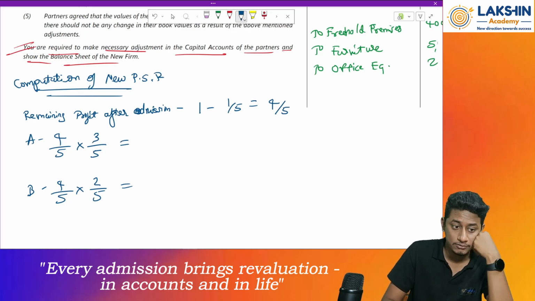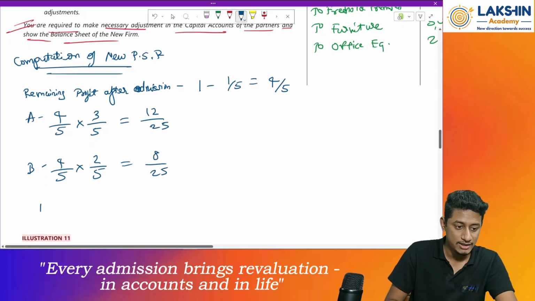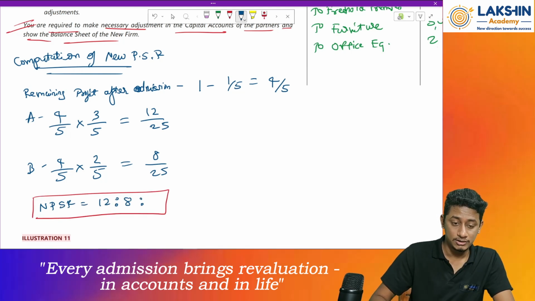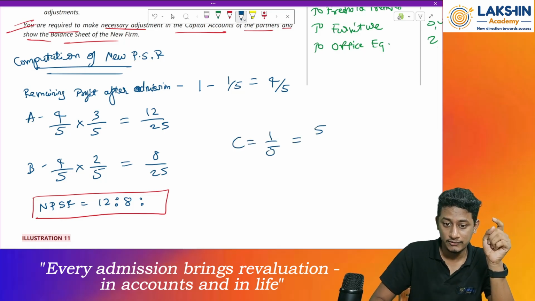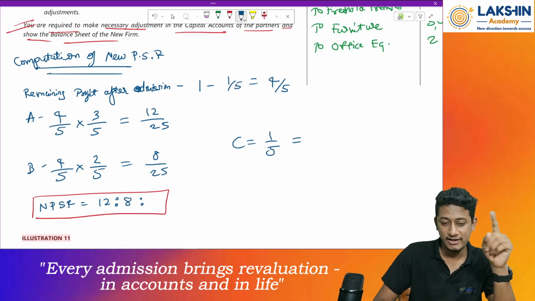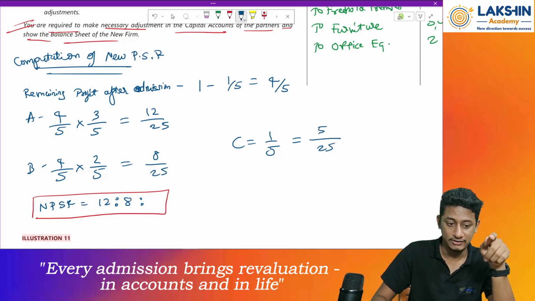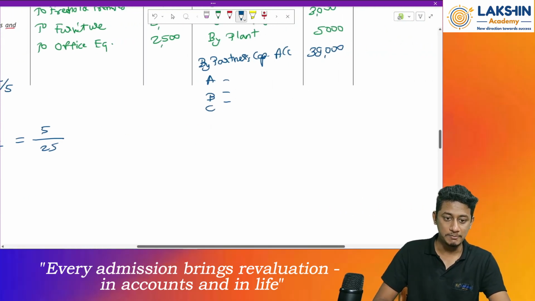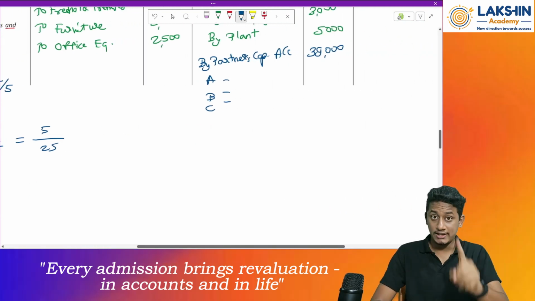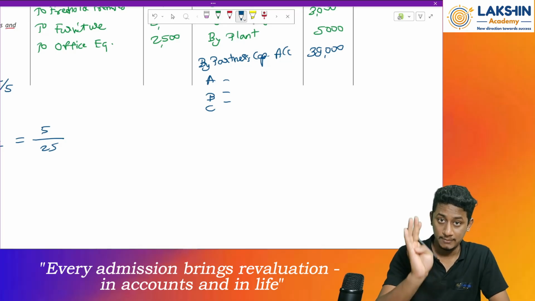Now, what is the value? So 4/5 into 3/5 is 12 by 25. Then 4/5 into 2/5 is 8 by 25. So what is the new profit sharing ratio? My NPSR, new profit sharing ratio, will be equal to what? 12 is to 8 is to, the share of C is 1 by 5. So I have to convert it into 25. So 5 fours are 20, 5 fives are 25. So 5 by 25. So that will be 12 is to 8 is to 5. Now, coming back, in the ratio of 12 is to 8 is to 5, that will be total 25. 12 plus 8 plus 5 will be 25.